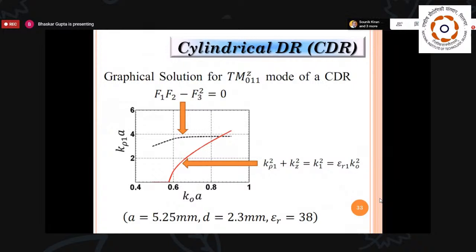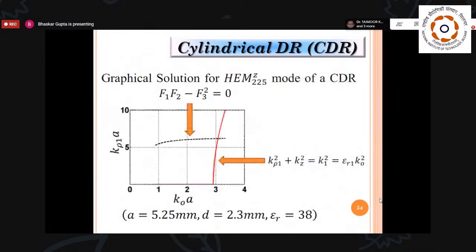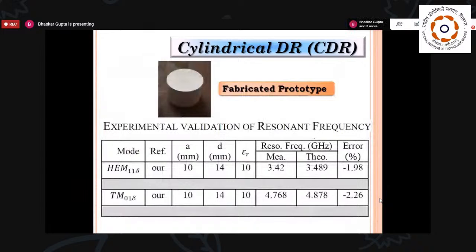So the graphical solution we do by plotting both of them and noting their points of intersection. That gives the solution. This is for TM011. Of course, TM means TM to Z mode of the CDR. This is for HEM225 mode. You see, there is always an intersection which gives us the solution point, and similarly we can compute that graphically for all different modes.